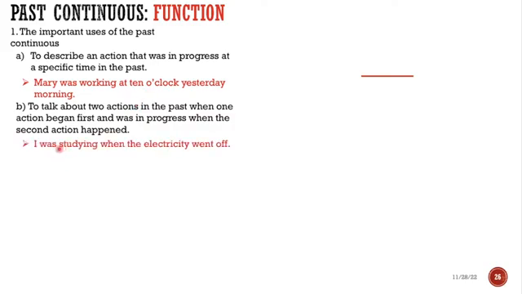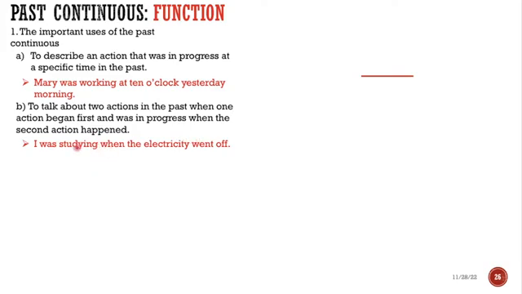This is an example: I was studying when the electricity went off. I mean two actions. The action studying, was studying, came first. Was studying is the first action, and electricity went off is the second action. Understand, everyone?